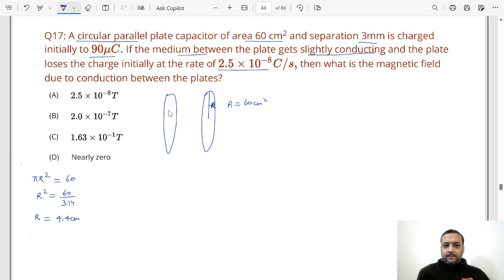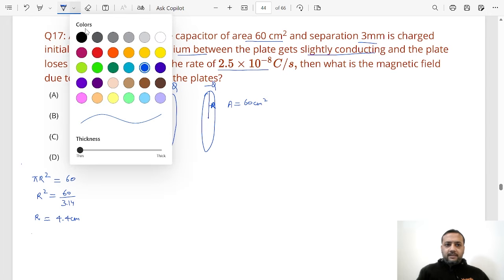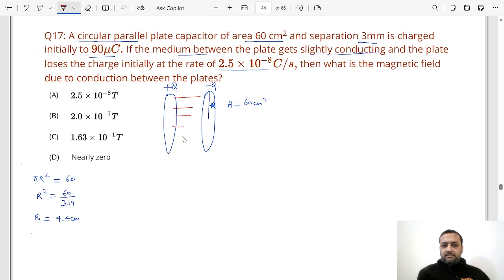Now what happens is that on this entire area of this plate, let's say initially there was plus q charge and here was minus q charge. Because of the medium which has become conducting between them, the charge starts flowing, leaking basically. So there's a current that gets established between the two plates, and because of that we will have some magnetic field, which is what we have to calculate.